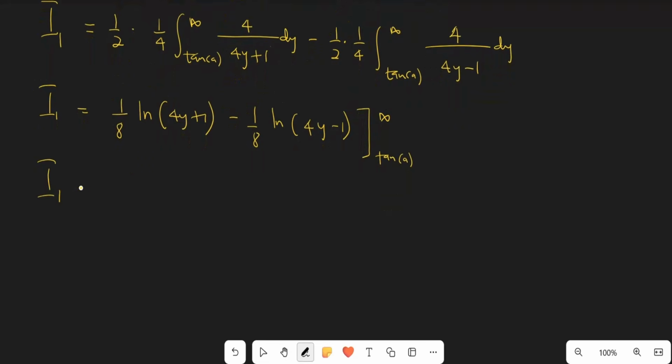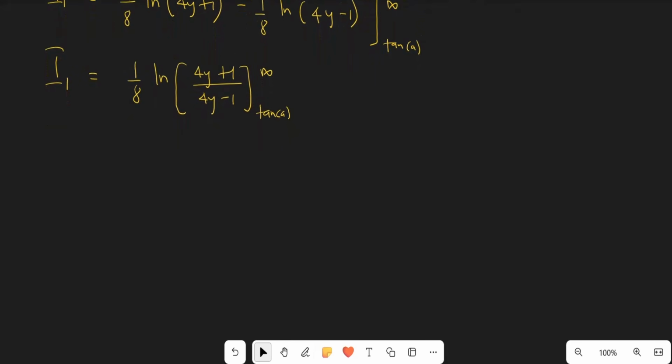Now 1 over 8 is common. I have 1 over 8, and then the ln of this minus the ln of that. Using the laws of logarithm, that is going to be the ln of 4y plus 1 all over 4y minus 1, the limits of integration from the tangent of a to infinity.